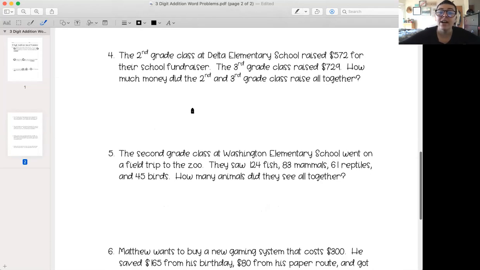The second grade class at Delta Elementary School raised $572 for their school fundraiser. The third grade class raised $729. How much money did the second and third grade class raise all together? So we have how much the second grade class raised. There we go. How much the third grade class raised. And then we have those words all together. So now you see how I go about marking up my word problem.